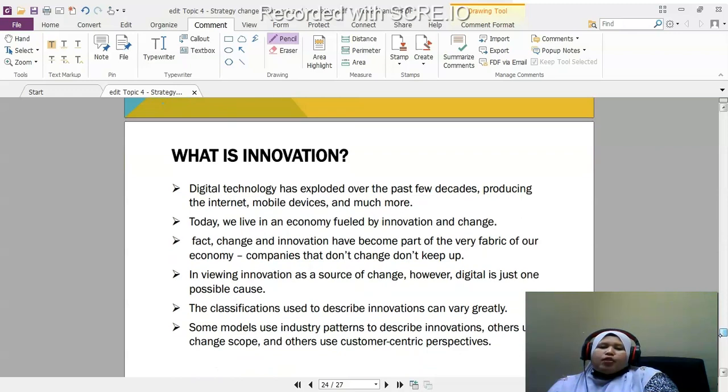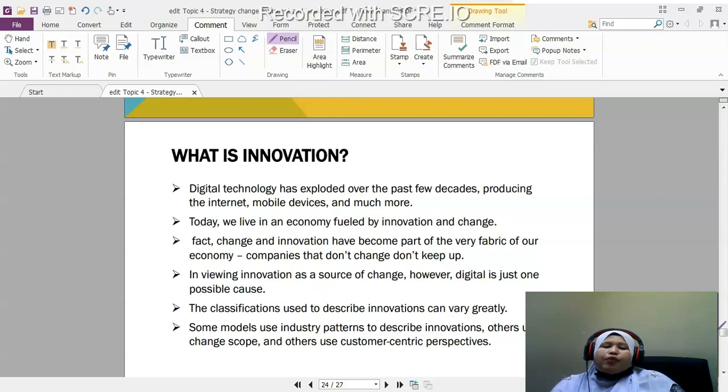The next topic is: what is innovation? Innovation is something new. You create something new. That is innovation. Digital technology has exploded over the past few decades, producing the internet, mobile devices, and much more. Today, we live in an economy fueled by innovation and change. In fact, change and innovation have become part of the very fabric of our economy. Companies that don't change will give up.